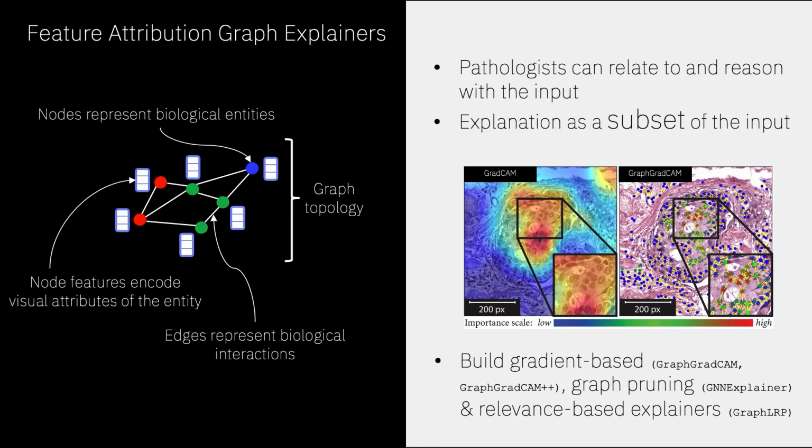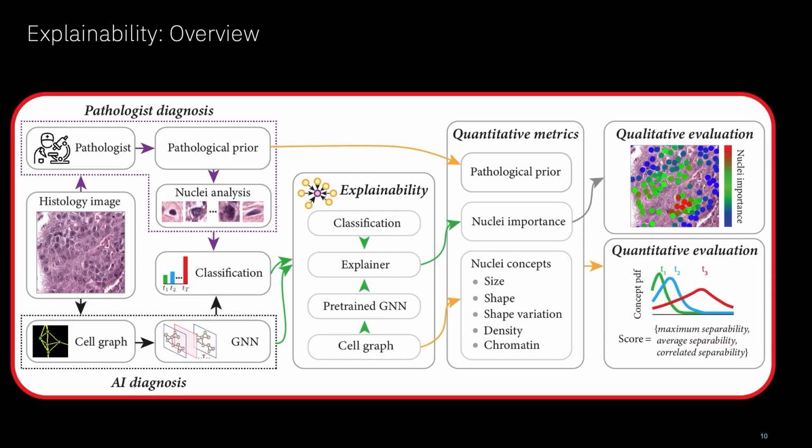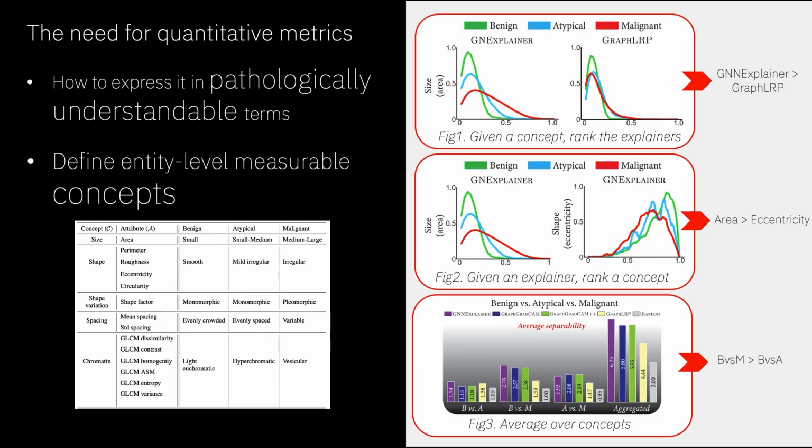At this stage, we would like to go beyond qualitative analysis and see if we can quantify the explanation quality given by the different explainers. To achieve this, we extract a set of pathologically relevant concepts on the most important nuclei, and we try to understand the alignment with prior knowledge to derive quantitative metrics. Specifically, we extract the shape, size, chromatin, etc. of the most important nuclei on the entire test set.